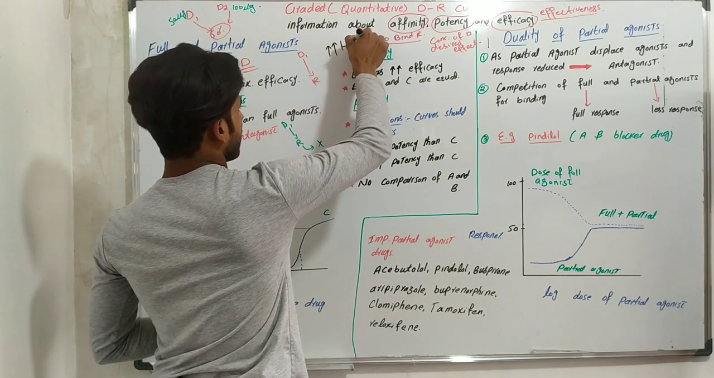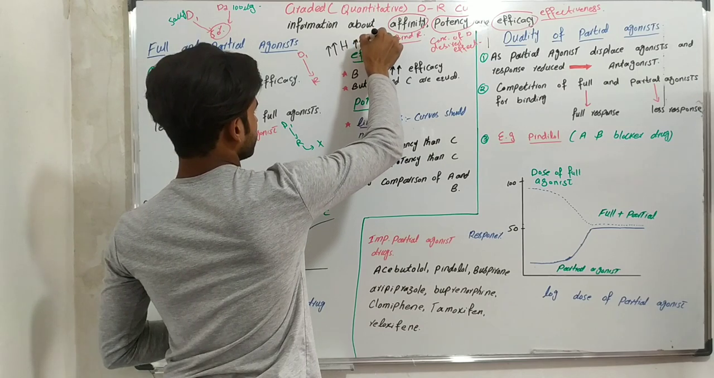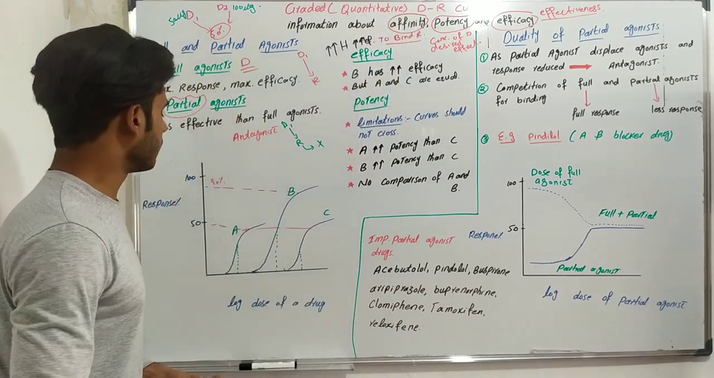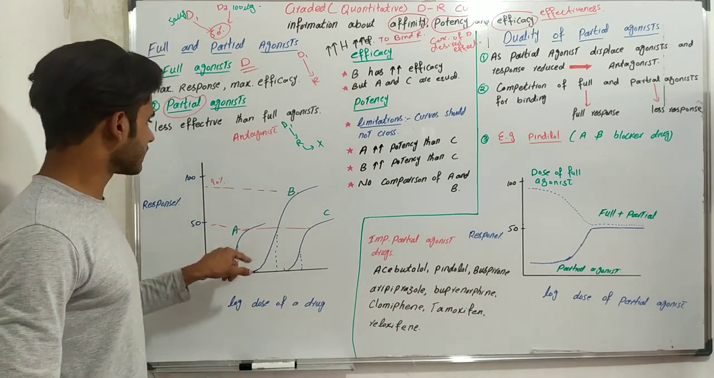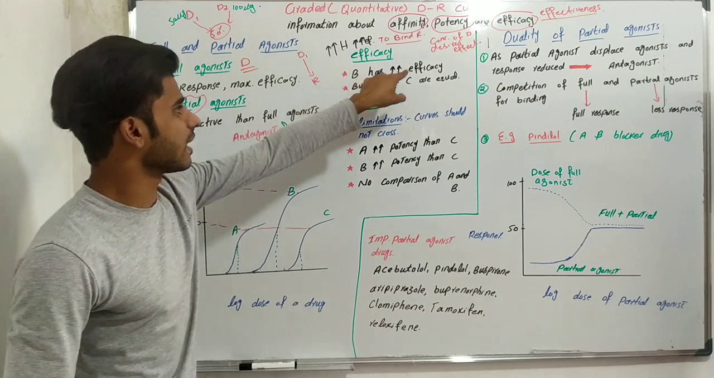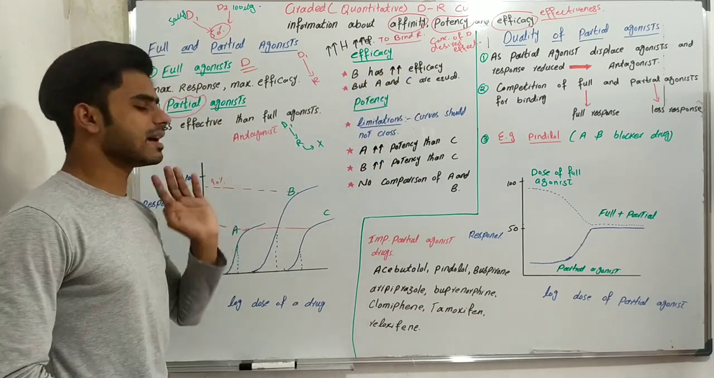Greater height, then greater will be the efficacy. Greater height of the curve, then greater will be the efficacy. Please check here: which curve has the greater height? The B curve has the greater height. So B curve has greater efficacy as compared to A and C.